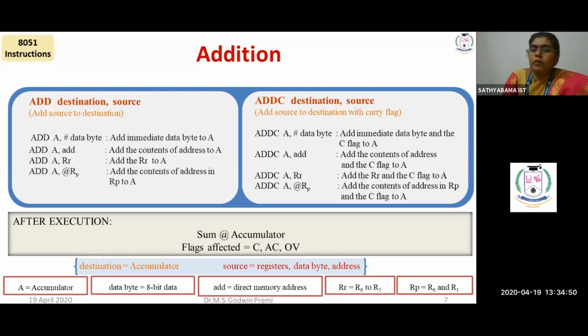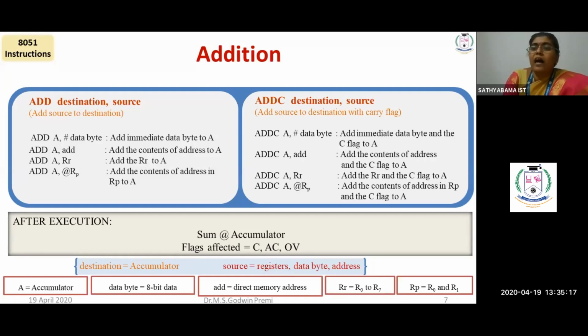Coming to the third instruction in the second mnemonic, ADDC A comma Rr. Add the contents of the register bank register. So Rr, it can be R0 to R7, and the C flag to A, and the result will be stored in the accumulator.